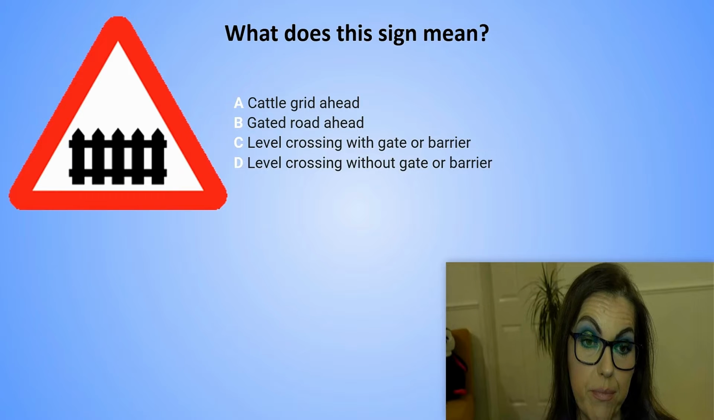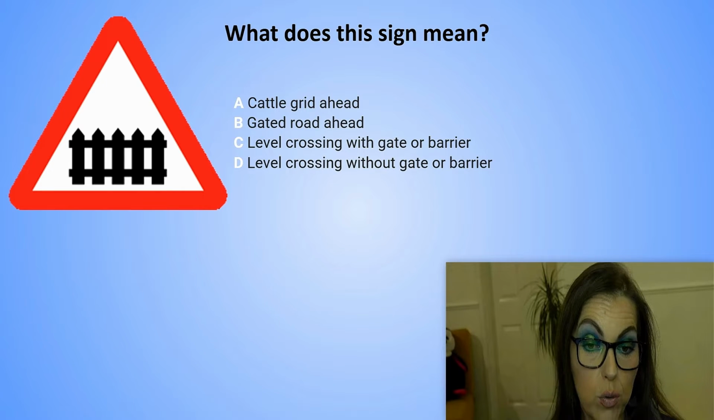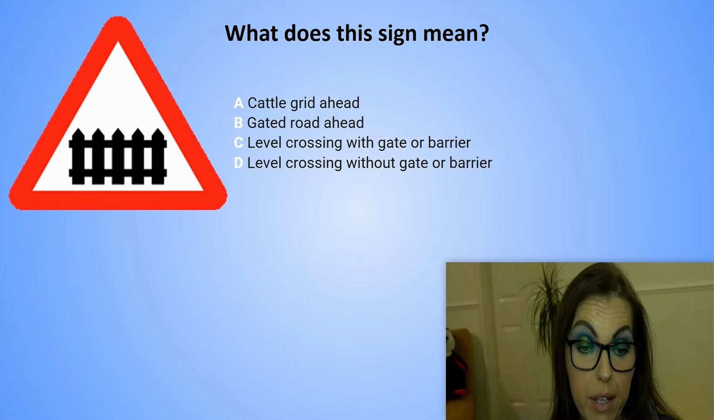Next question. What does this sign mean? A. Cattle grid ahead. B. Gated road ahead. C. Level crossing with gate or barrier. D. Level crossing without gate or barrier.